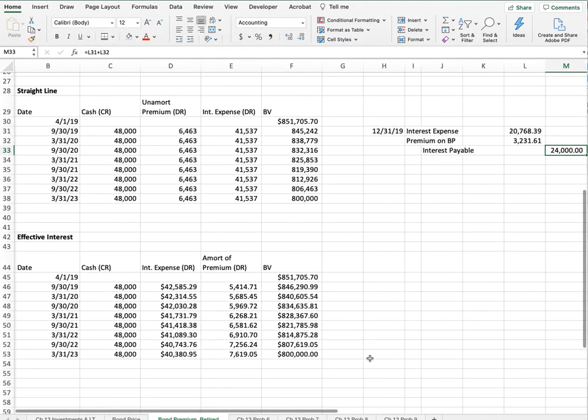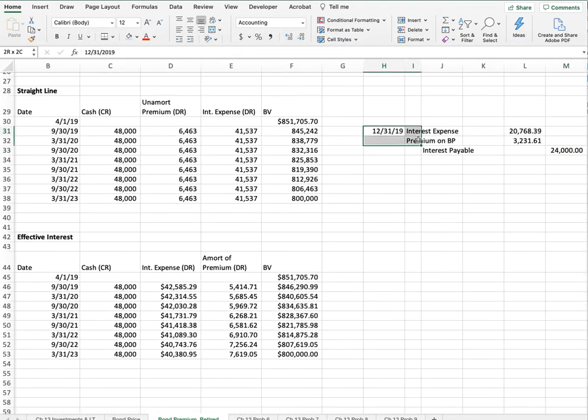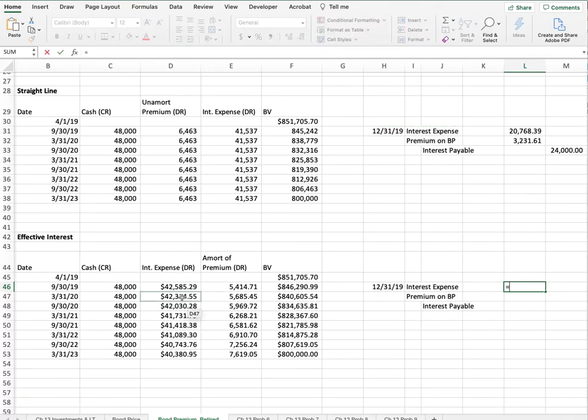Using the effective interest, it's going to look the same, just the numbers are going to obviously be slightly different. So let's pull that down. And now we can do the same thing where our interest expense is equal to our March 31st interest expense times 1/2.